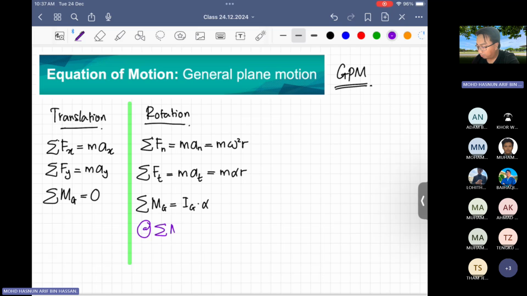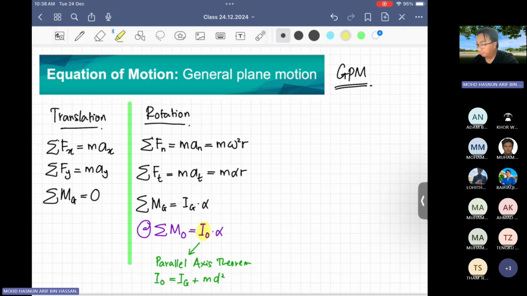or we can also calculate the moment about the fixed point, the center of rotation, which sometimes is written as point O. So MO, for example, is equal to IO times alpha. And this IO is the mass moment of inertia about the center of rotation. To calculate IO, we use the parallel axis theorem, which is IO equals IG plus m d squared. So basically, you still need to calculate IG, and you have to add m d squared. So that is the rotation problem that we have discussed.